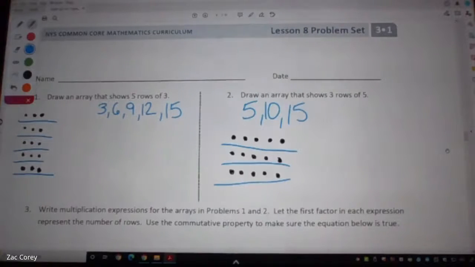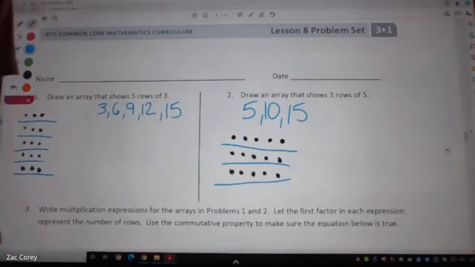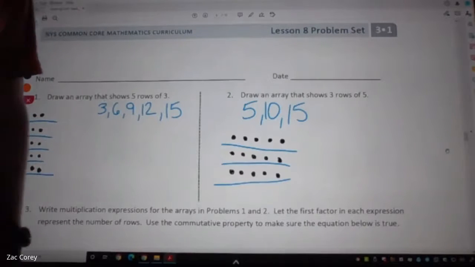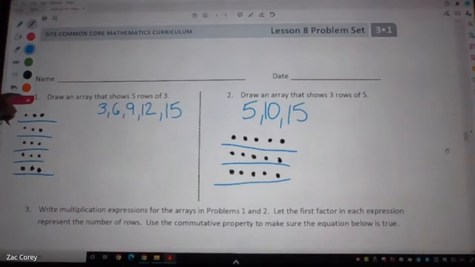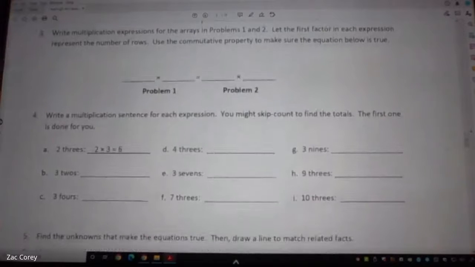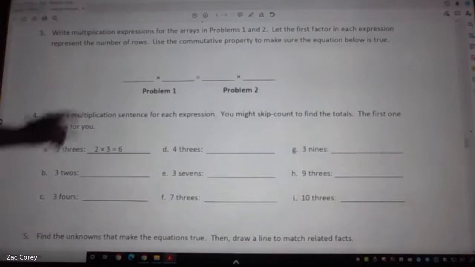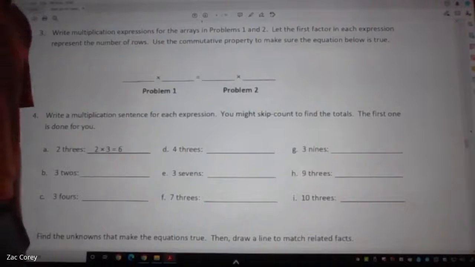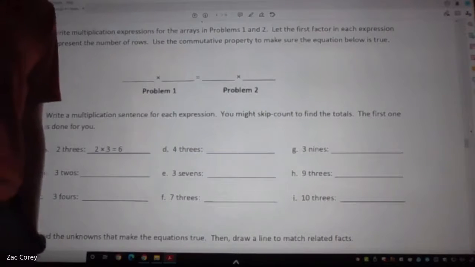Number 3 says, use your arrays from problems 1 and 2 to fill in the blanks below. Use the commutative property to make the equation true. I've got to erase mine just so I can scroll. We're going to write the commutative property to show our 2 multiplication problems to make them equal. In both of them, we use 3s and 5s.